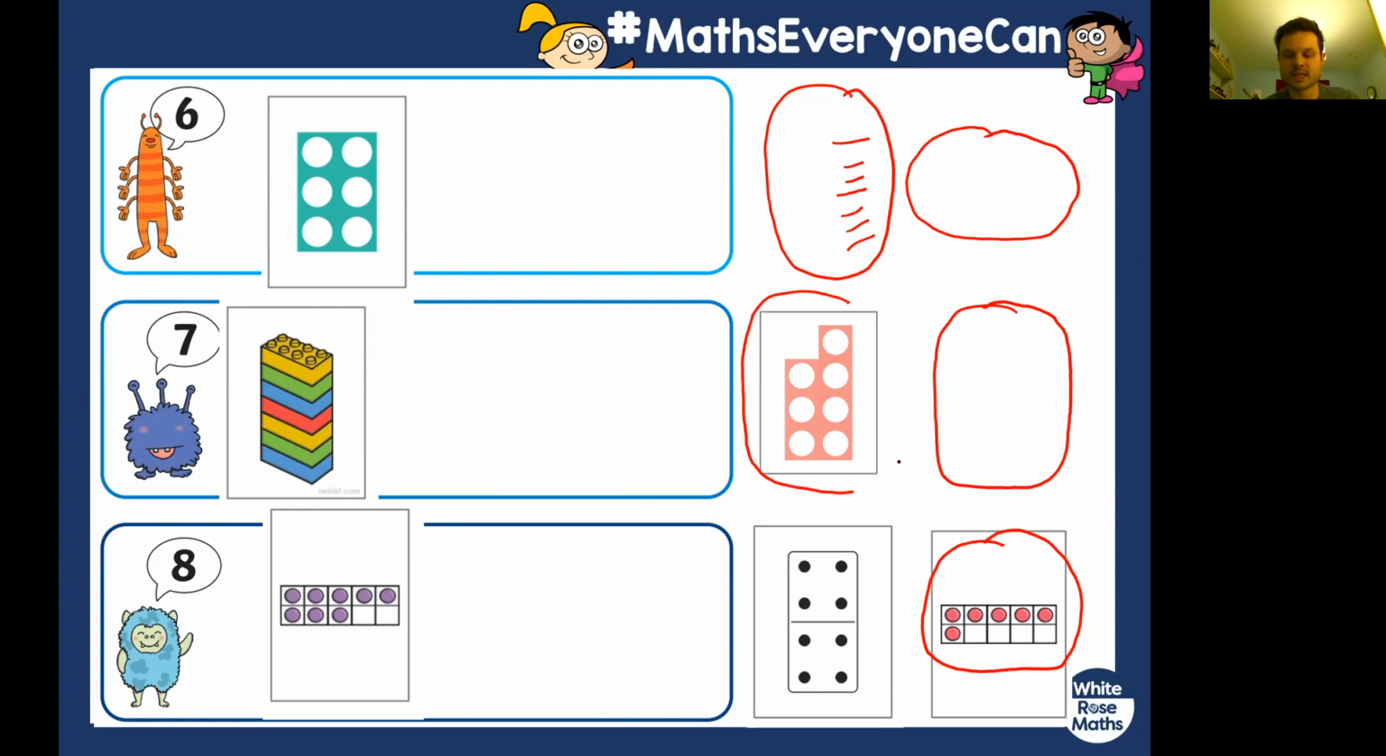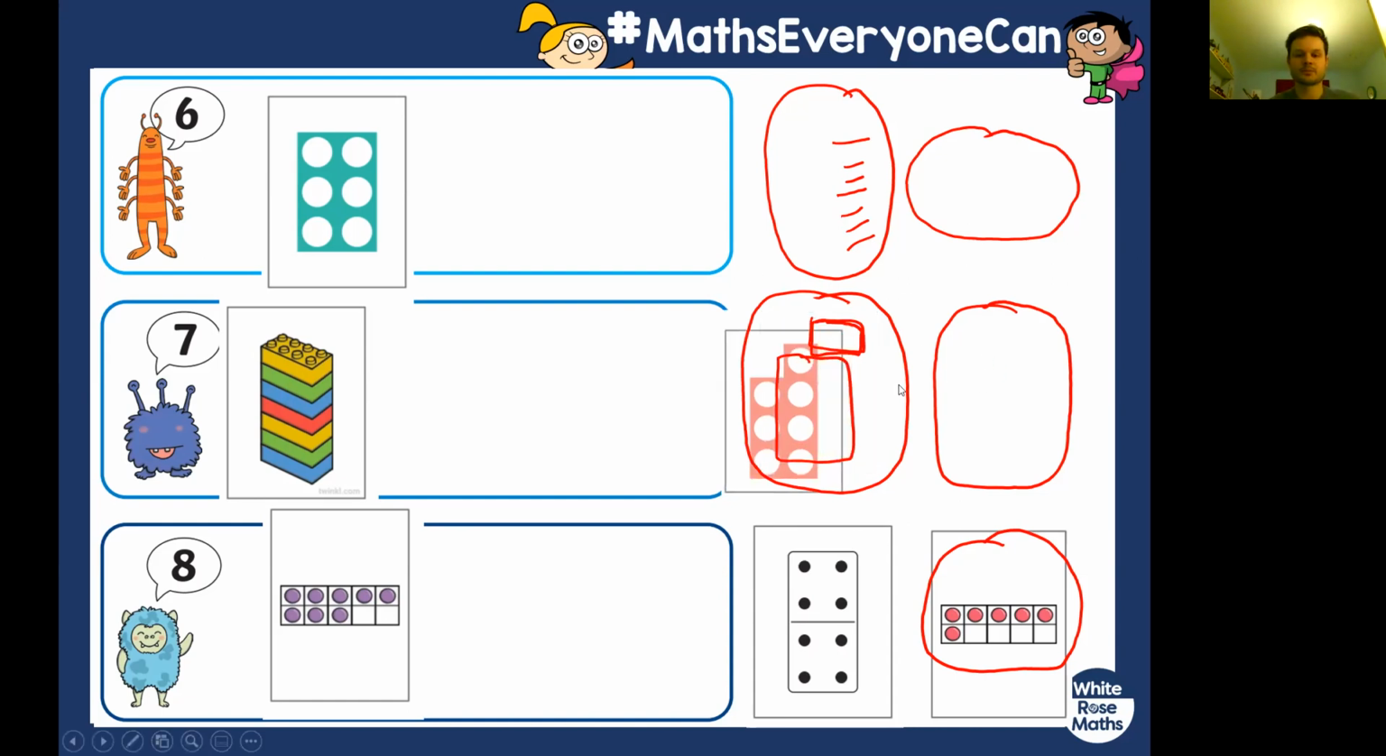All right, so let's have a look at this one. Let's start again. And that's a piece of Numicon as well. And what piece of Numicon is that one? Is it a 6? Is it a 7? Or is it an 8? Now I'll give you a clue. It does look nearly like a 6, but if you add 1 more on the top here, look, you'll make it into a 7. So 6 and 1 more make 7. So it's going to go over to our middle alien.